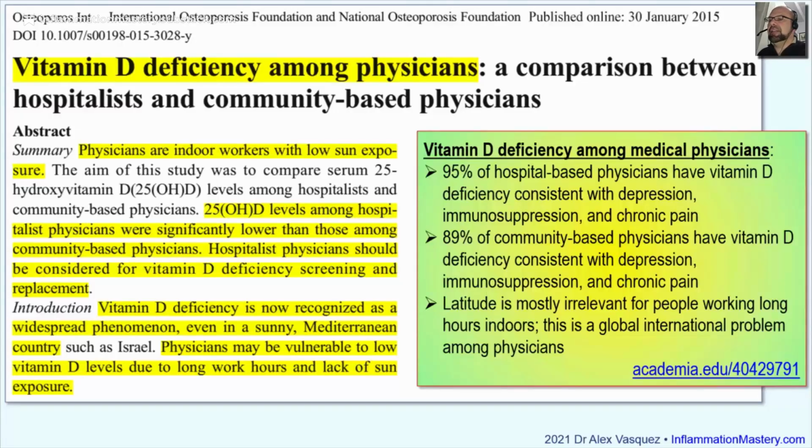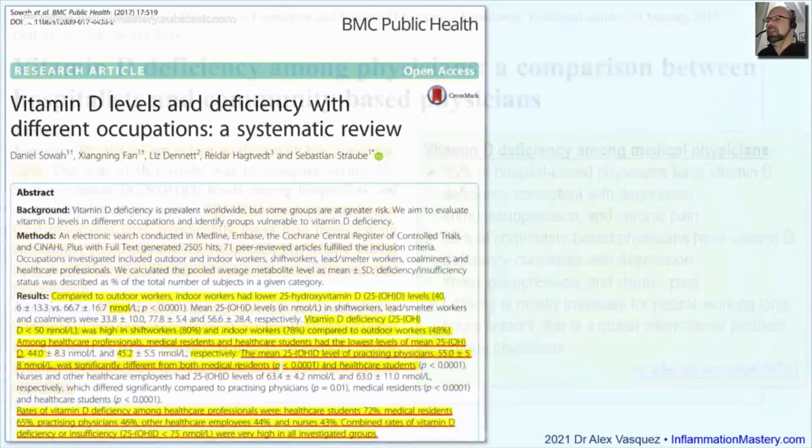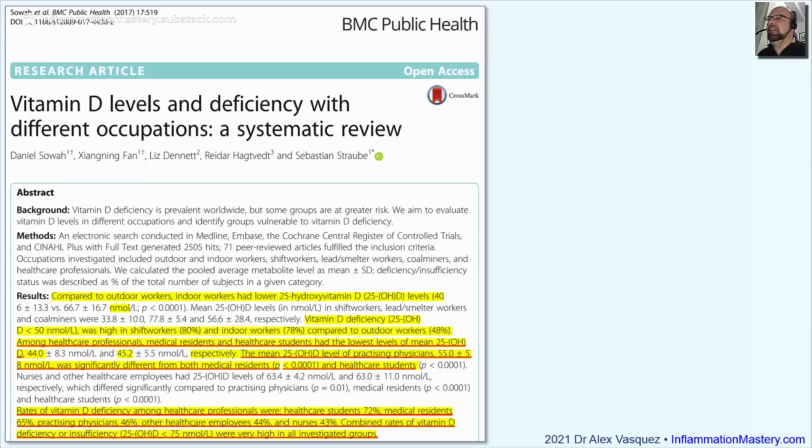Not surprisingly, latitude is mostly irrelevant for people working long hours indoors. Again, this is a global international problem among physicians. Let's look at another study that had the same conclusion: vitamin D levels and deficiency with different occupations. This was published in BMC Public Health in 2017.